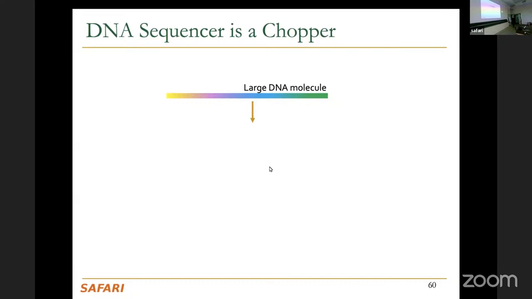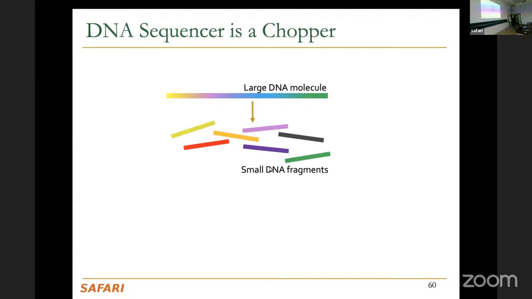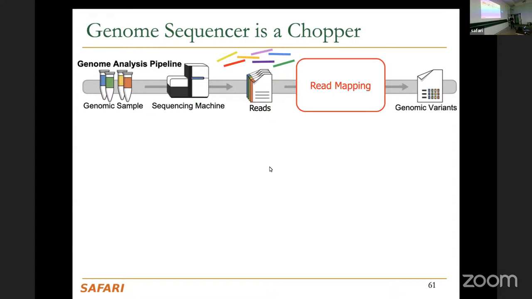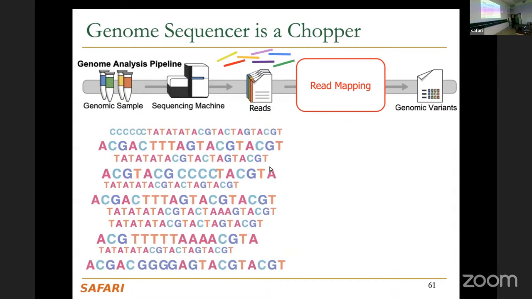So in a sense, that DNA sequence is a chopper. You start with a single piece, and then this is chopped, and then this is the digital form of these choppings that we refer to as reads. So these are fragments from your DNA. And then these are the steps in analysis.